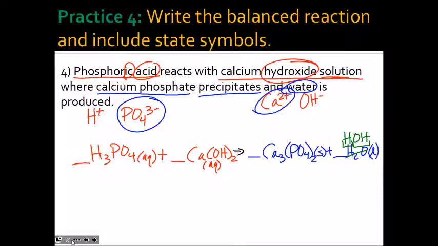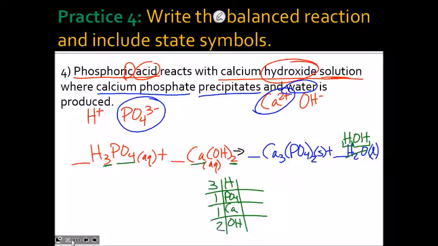So let's set up our table. This one I definitely need a table for. So hydrogen, there's 3. Phosphate, I've got 1 on that side. Calcium, got 1. Hydroxide, I've got 2. Over here, calcium's at a 3. Phosphates at a 2. 1 hydrogen and 1 hydroxide. Definitely not in balance. Doesn't look like anything's equal.